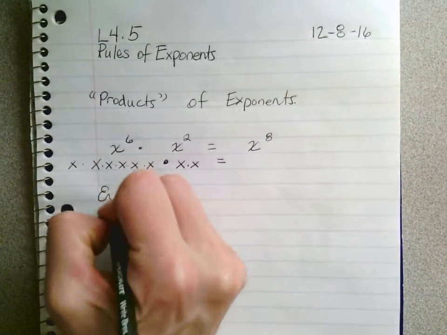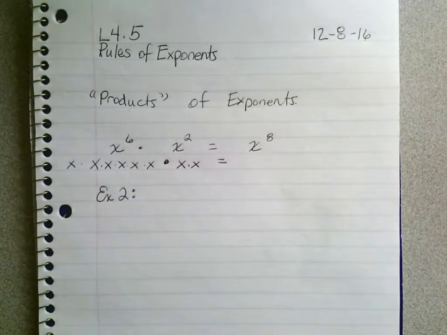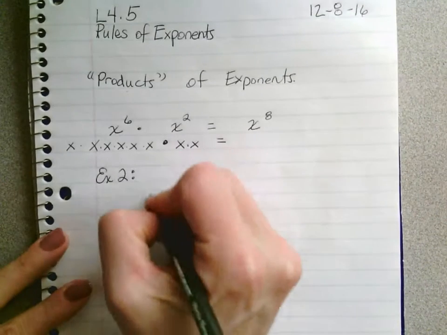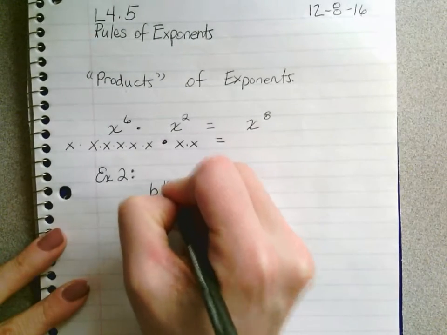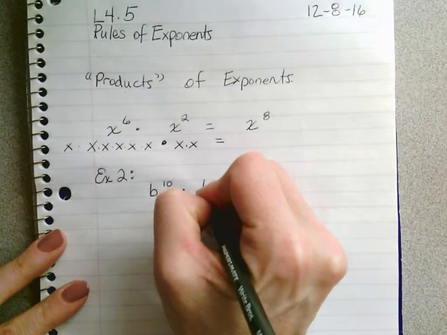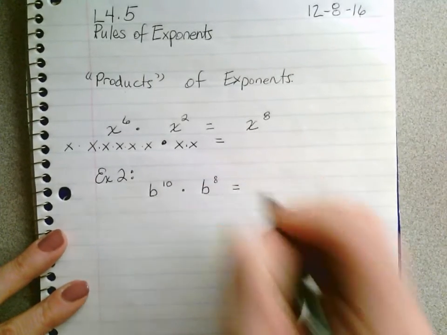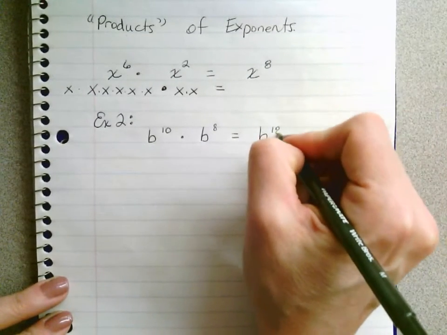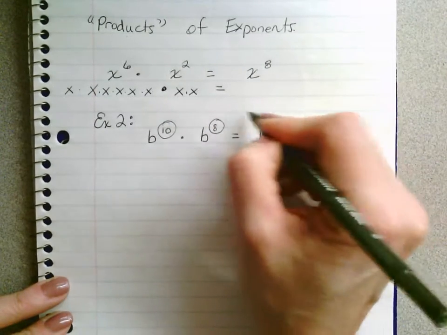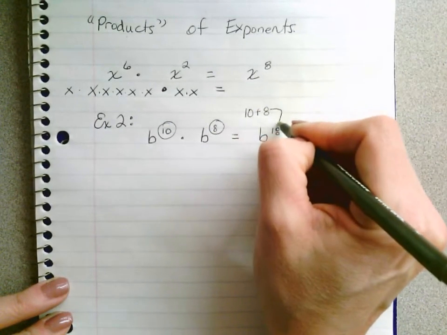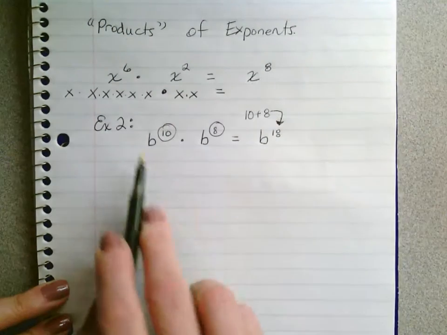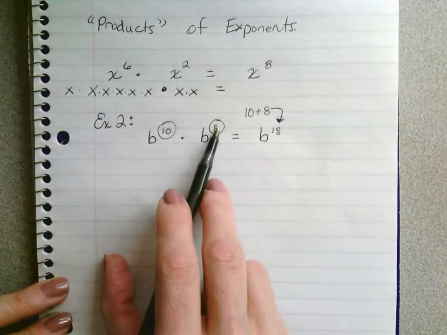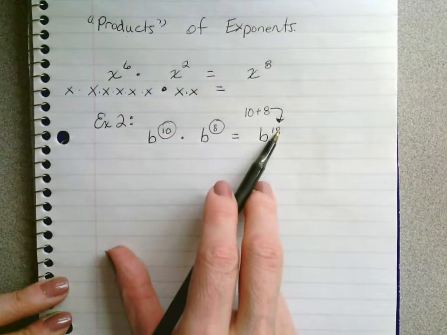Let's use this, and we're going to do example 2 right at the moment, to look at a couple samples really quick. First, we're going to do something kind of basic. b to the 10th multiplied by b to the 8th. I am certainly not going to do 10 b's and 8 b's just so that I can illustrate that the answer is b to the 18. Okay? 1b to the 10th multiplied by 1b to the 8th is 1b to the 18th power.